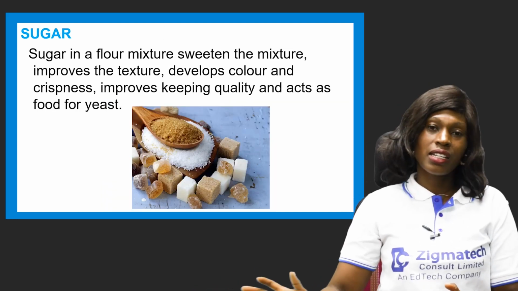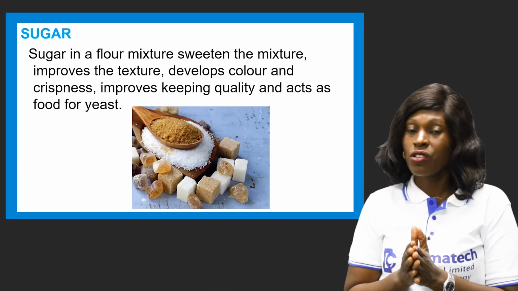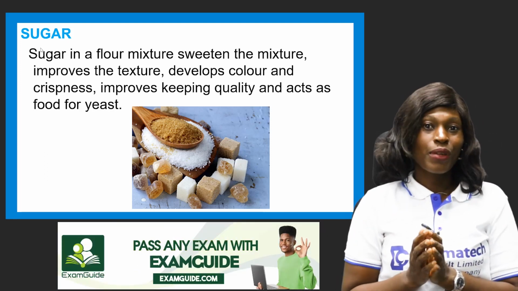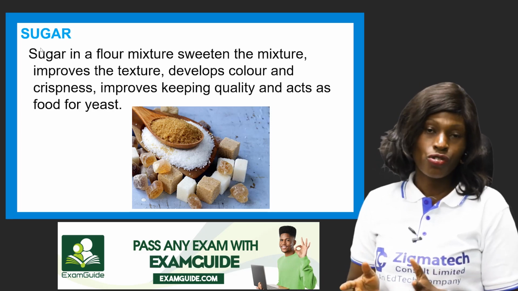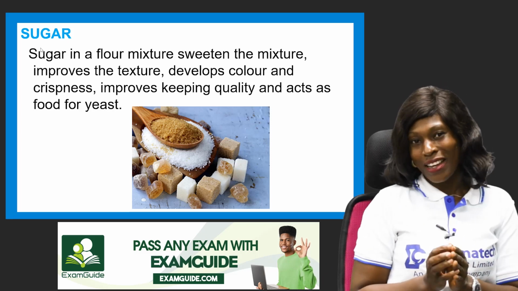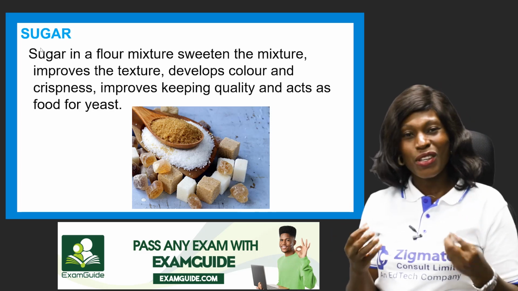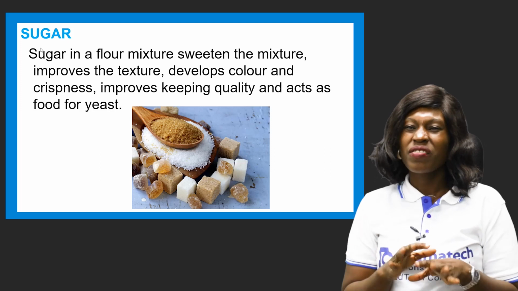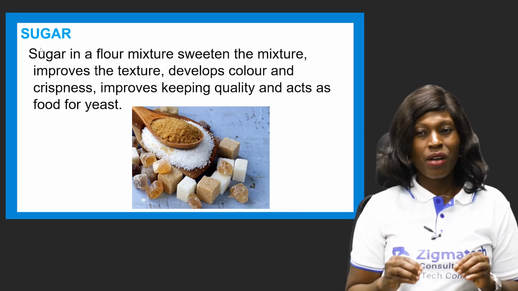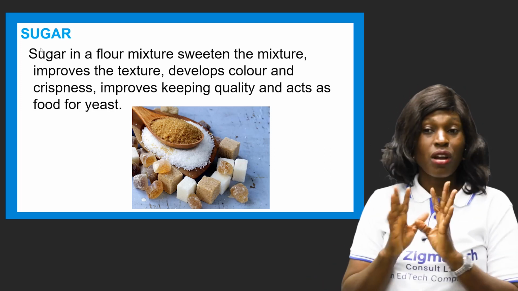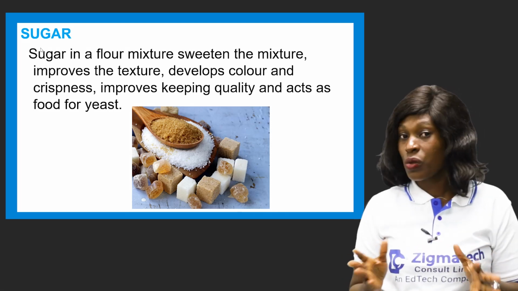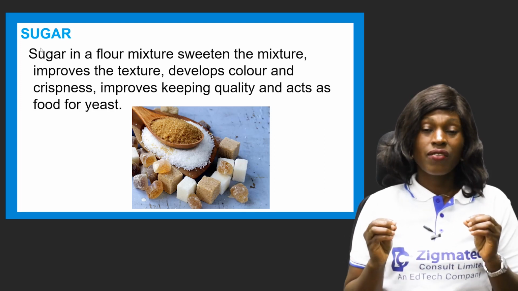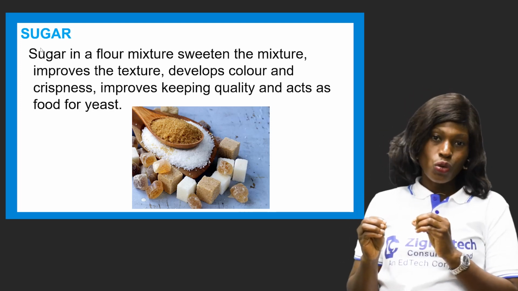Another term that is familiar with flour mixture is sugar. Now, sugar is another ingredient that's added to our flour mixture, okay? It is used to sweeten the mixture. It gives it the sweet taste. When you eat the end products, they are sweetened and they are okay. Now, we have different types of sugar. We have the brown sugar, the white sugar, this granulated sugar. You can use them to sweeten your food. Now, it improves the texture. It develops the color and also crispness.